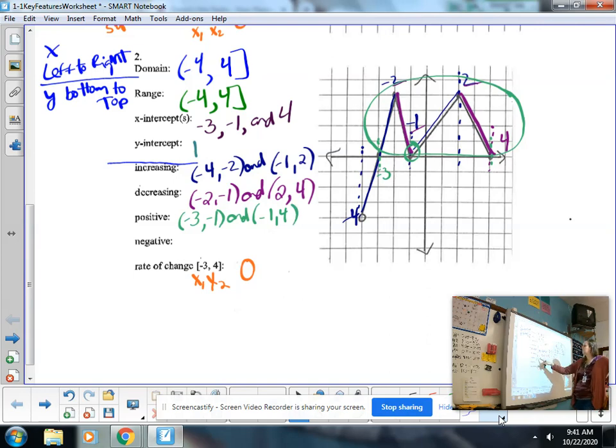Now, if you didn't want to write it this way, if you wanted to do just -3 to 4, I would accept that for our class. But just be aware, at -1 it is on the x-axis, so it's 0, and 0 isn't technically a positive number. So you should split that one up. Negative is where we're below the x-axis, so that's going to be this piece here. So that's -4 to -3.